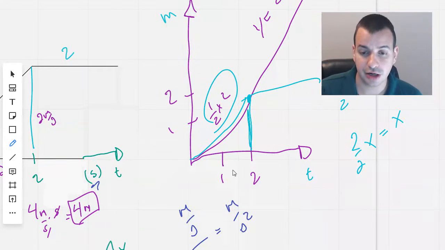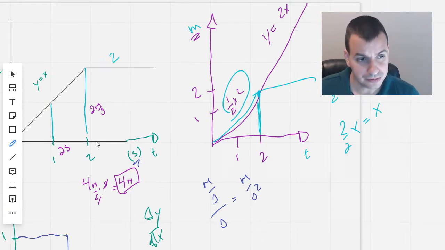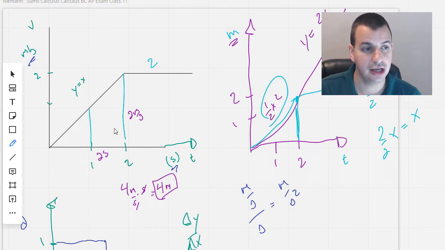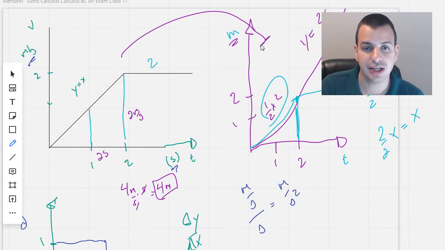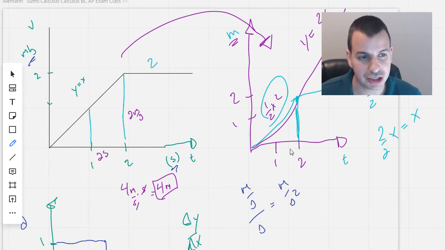So if we look over here, we have distance here, we have position here. And so it kind of makes sense from a dimension point of view that when we take the area under the curve, we can get the antiderivative or the integral, so to speak.